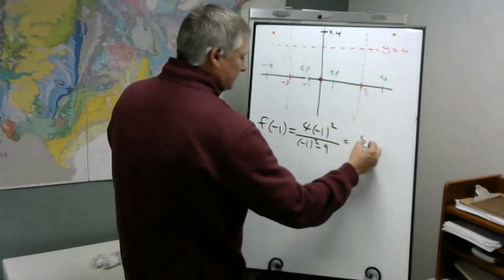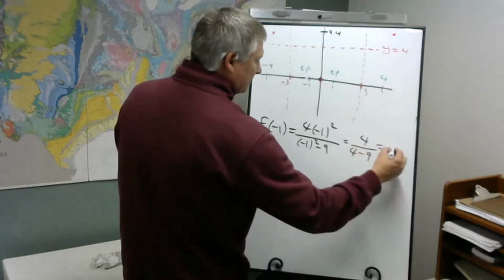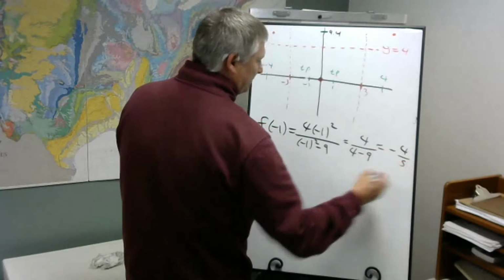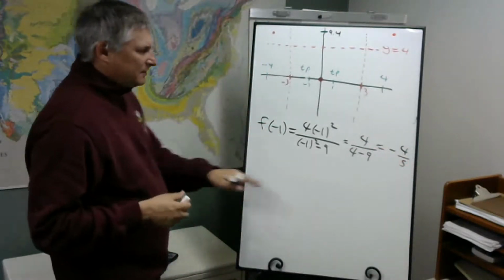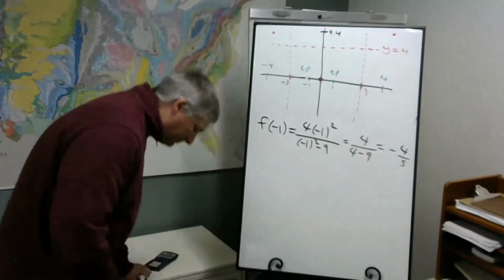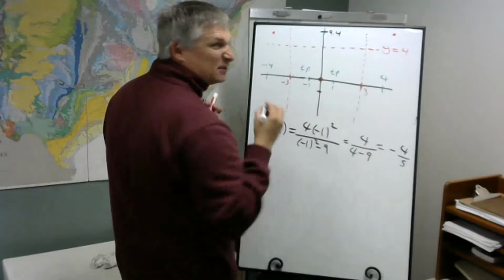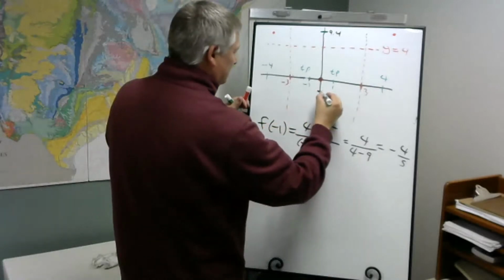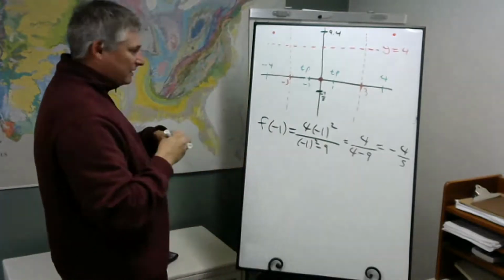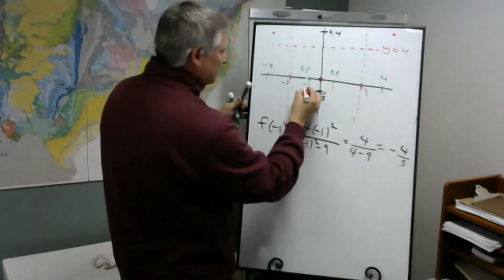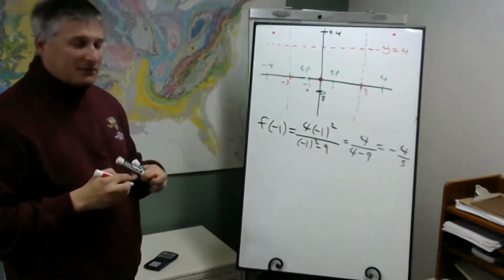Well, this will just turn out to be 4 over 4 minus 9, or -4/5. So the key thing here, -4/5, excuse me. And this isn't drawn to scale. It's right about there. The key thing here, our function seems to be below the x-axis.